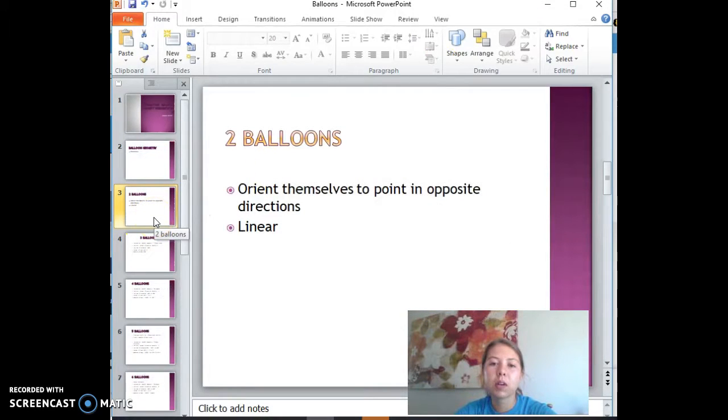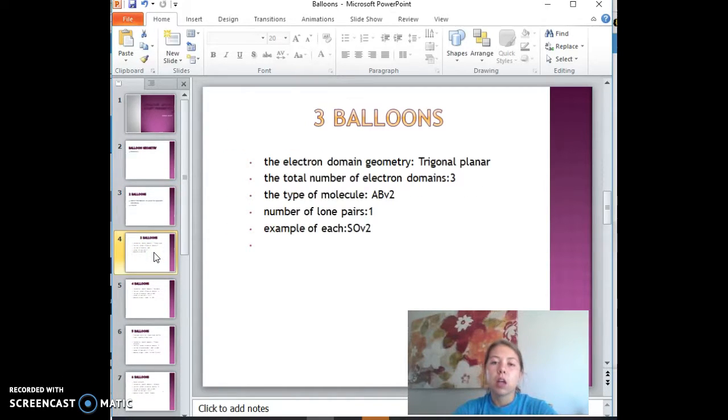And so now I will go over the different geometric shapes. So whenever I had 2 balloons, it was called linear. They orient themselves to point in opposite directions. Whenever I had 3 balloons, the electron domain geometry was the trigonal planar. The total number of electron domains was 3. The type of molecule was AB2. The number of lone pairs was 1, and an example of this is SO2.